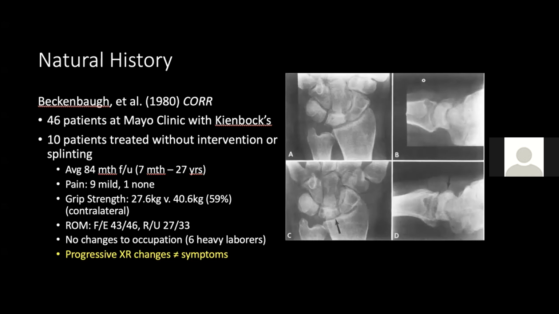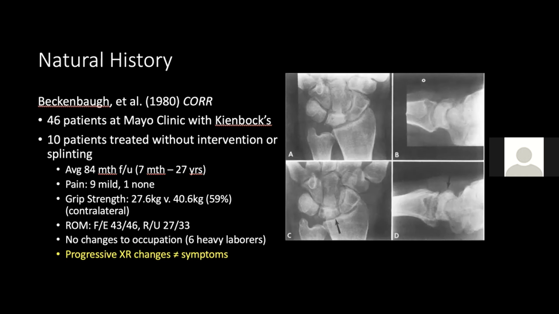Overall, the literature surrounding the natural history of Kienbock is relatively sparse. However, in 1980, Beckenbaugh described the Mayo experience treating 46 patients for Kienbock. 10 of these patients received no intervention, and of these most ultimately experienced mild pain. They were able to retain their professions with approximately 60% grip strength compared to the contralateral unaffected side. And in addition, they retained about half the normal range of motion in the wrist.